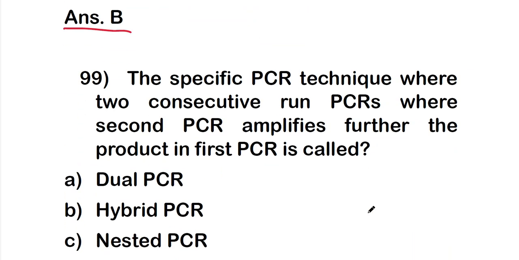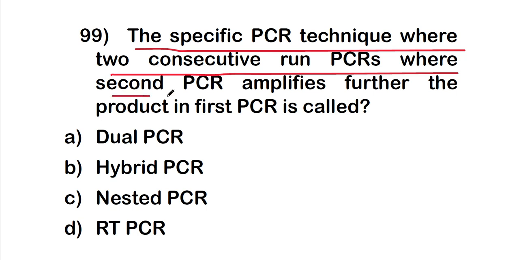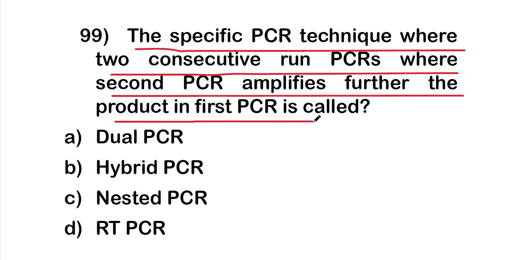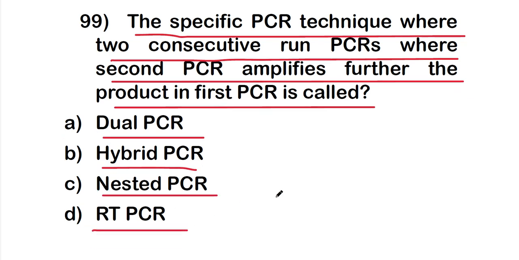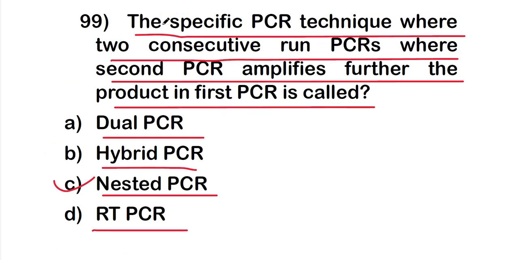Okay, so let's move on to question number 99. The specific PCR technique where two consecutive PCRs are run, where the second PCR further amplifies the product of the first PCR, is called: option A dual PCR, option B hybrid PCR, option C nested PCR, option D RT-PCR. The right answer is option C, that is nested PCR. So what is nested PCR? The specific PCR technique where two consecutive PCRs are run, where the second PCR further amplifies the product of the first PCR, is known as nested PCR.